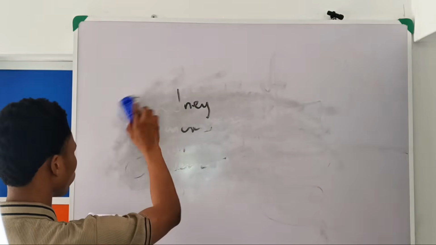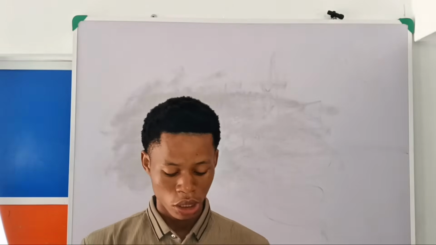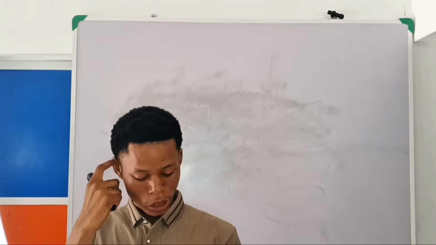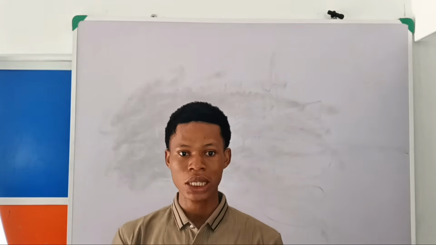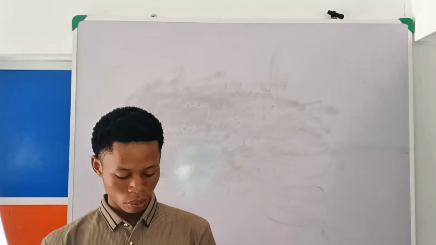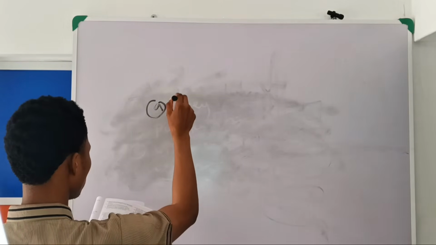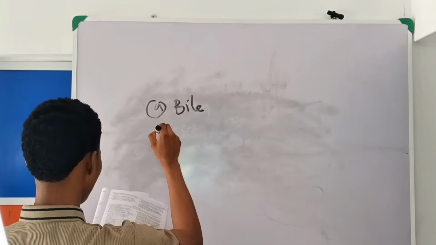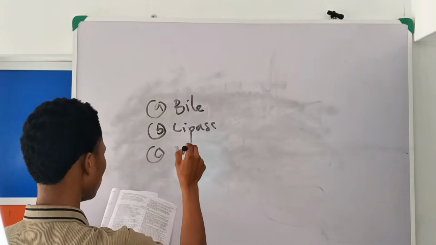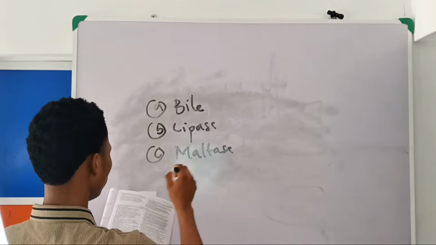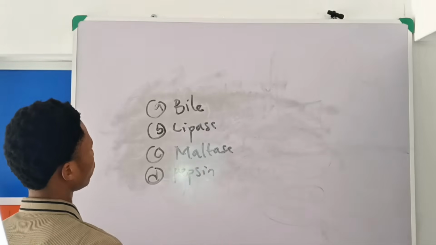All right, next question. Just like I said, these are most repeated questions in JAMB, and you see them in your exams. So the next question says, all of the following are digestive enzymes except dash. A says bile, B says lipase, C says maltase, D says pepsin.